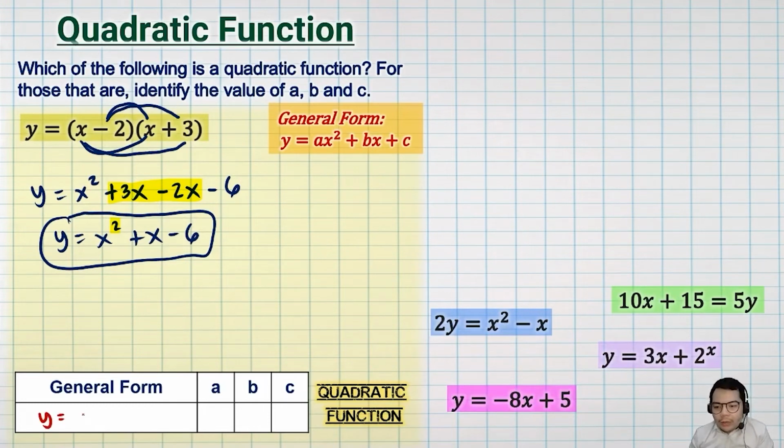So, y is equal to, kopyahin nyo lang, x squared plus x minus 6. So, in this case, walang katabi sa x. So, lagyan natin ng 1. So, a is equal to 1. Then, walang katabi na naman to. So, lagyan natin ng 1. So, b is equal to 1. Then, the constant term is -6. Yan. That's how you identify the values of a, b, and c.